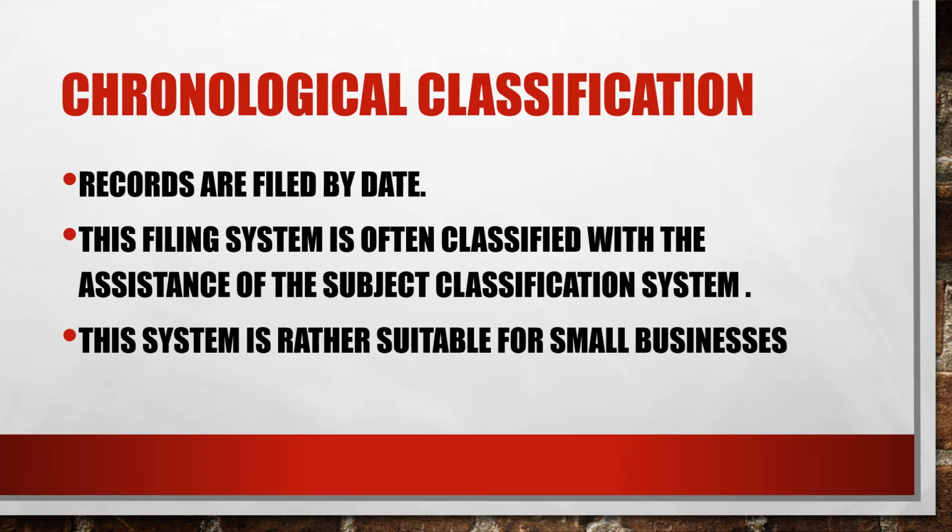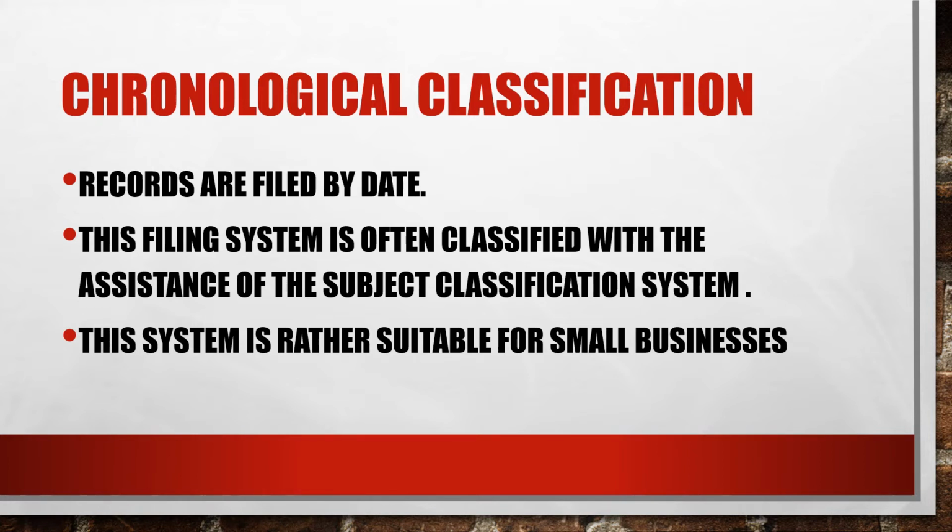Now the next one is chronological classification. Now these records are filed by date, and this filing system is often used with the assistance of the subject classification. But you order the files in the order that they occur. So you may be in a doctor's office, and you want to deal with today's patients. They may not be in alphabetical order, but the doctor sees them by schedule, so one after another after another. So that would be an example of chronological classification.